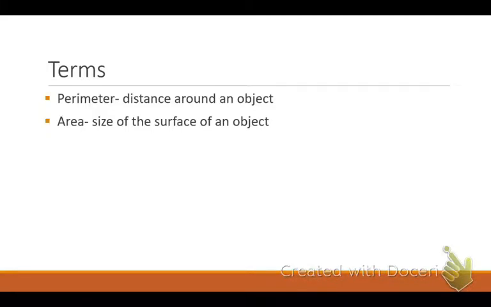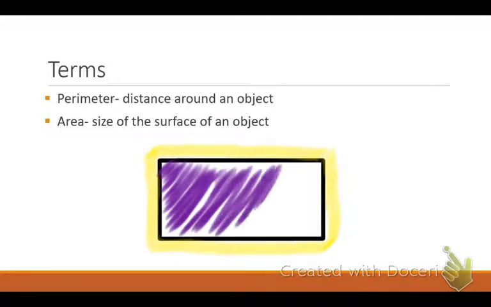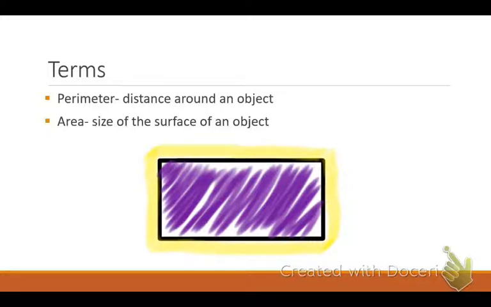Okay? All right, so a couple terms you need to understand. In order to understand what we're doing here, you have to know what perimeter is and what area is. So the perimeter is the distance around an object. The area is the amount of surface space to fill an object. Okay, so we're talking surface here. The size of the surface of an object. So two very big differences there.